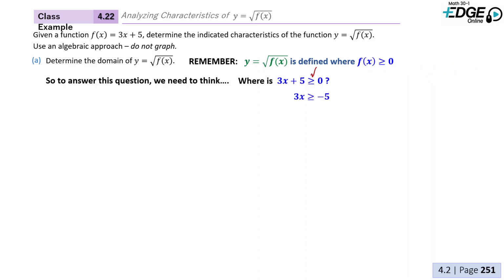So even with the inequality, remember that you can do algebra just like you normally would if this was an equal sign. So subtract 5 from both sides and then divide by 3. So x needs to be greater than or equal to negative 5 over 3.